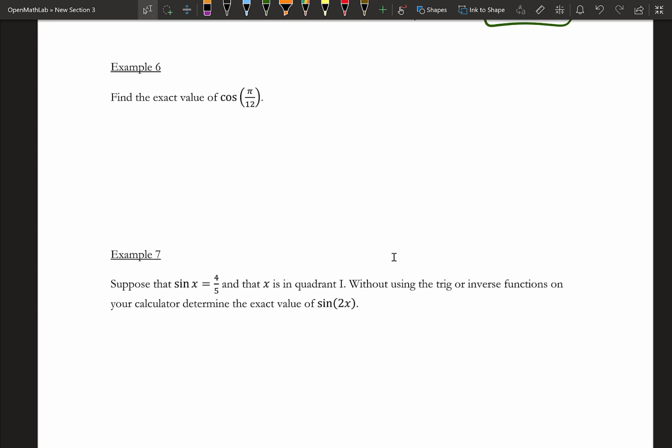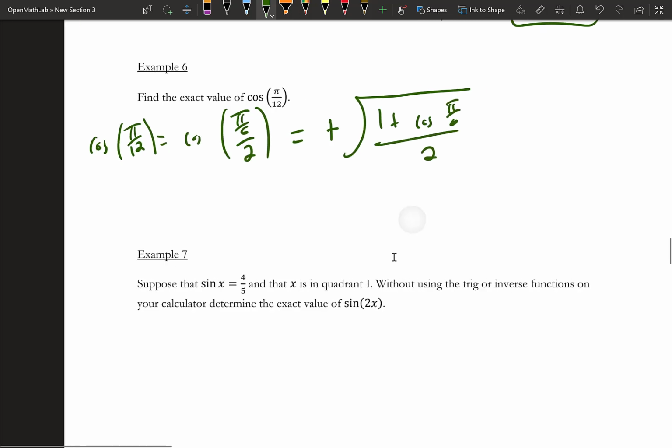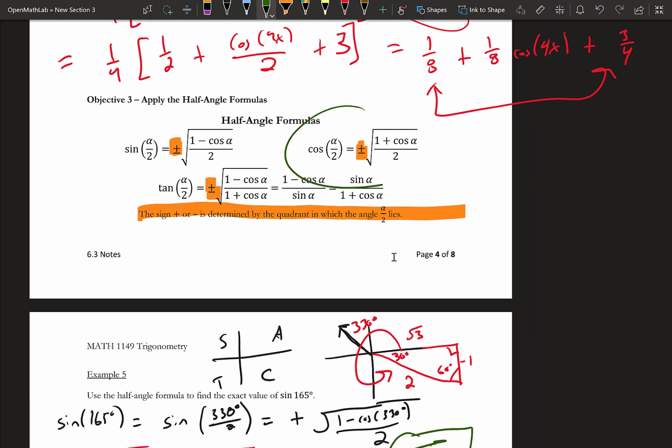Then the next one, we want to find the exact value of cosine of pi over 12. Cosine of pi over 12 is equal to cosine of pi over 6 divided by 2. Pi over 6 is in the first quadrant, and pi over 12 is also in the first quadrant, so this is going to be positive. So this is going to equal positive the square root of, using that formula, 1 plus cosine of pi over 6 all over 2. We're using this formula.